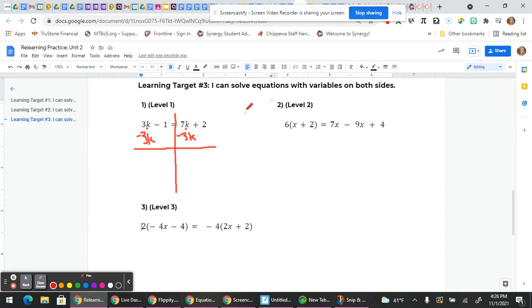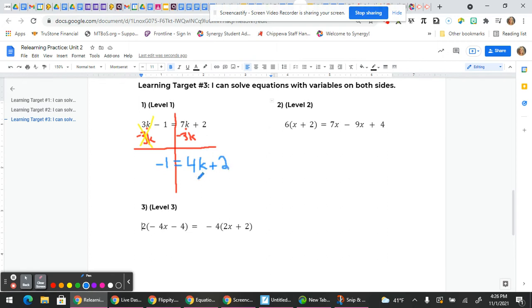Now, my k's here are going to cancel. So positive 3k minus 3k are going to cancel. And this 1 that's left, notice it's not just a plain old 1. It's actually a negative 1. That subtraction sign is going to make it negative. So negative 1 is equal to 4k plus 2. So now what we've done is we've moved our variable over here on the right-hand side.